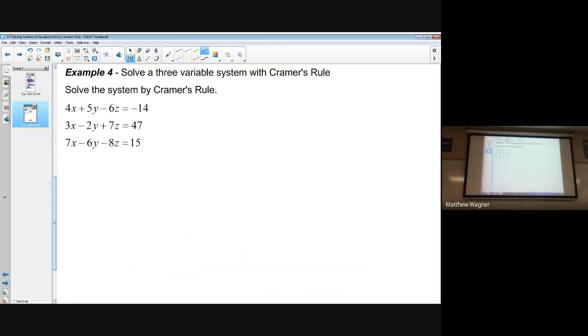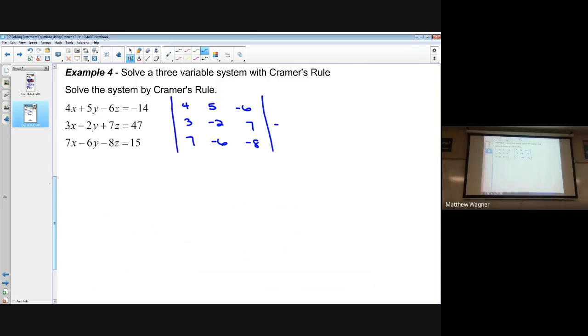And I'm going to show you with the more complicated 3-variable system per your feedback requests, all right? So we want to do a little more complicated problems in the notes. So here we go. We're going to set up our coefficient matrix first. So we have 4, 5, 6, 3, negative 2, 7, 7, negative 6, and negative 8.